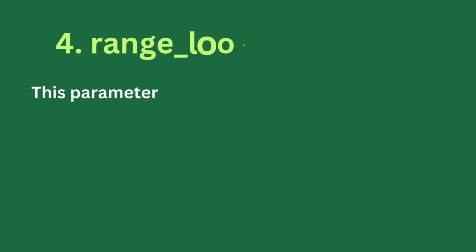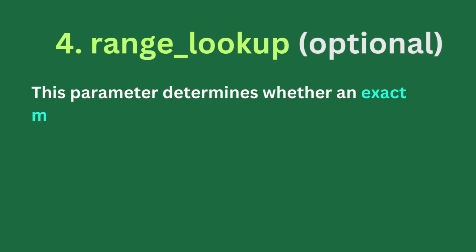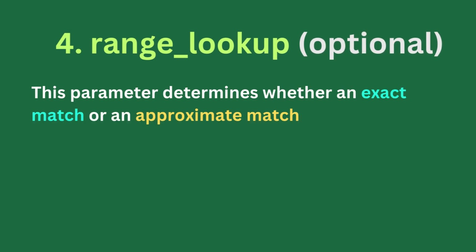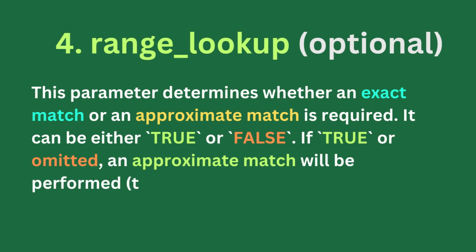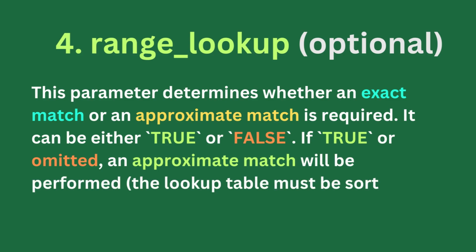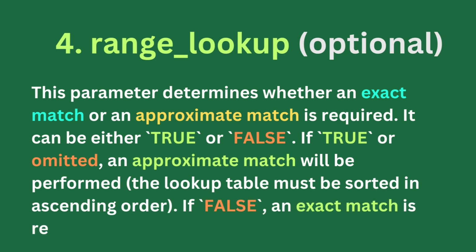4. range_lookup. Optional. This parameter determines whether an exact match or an approximate match is required. It can be either true or false. If true or omitted, an approximate match will be performed. The lookup table must be sorted in ascending order. If false, an exact match is required.